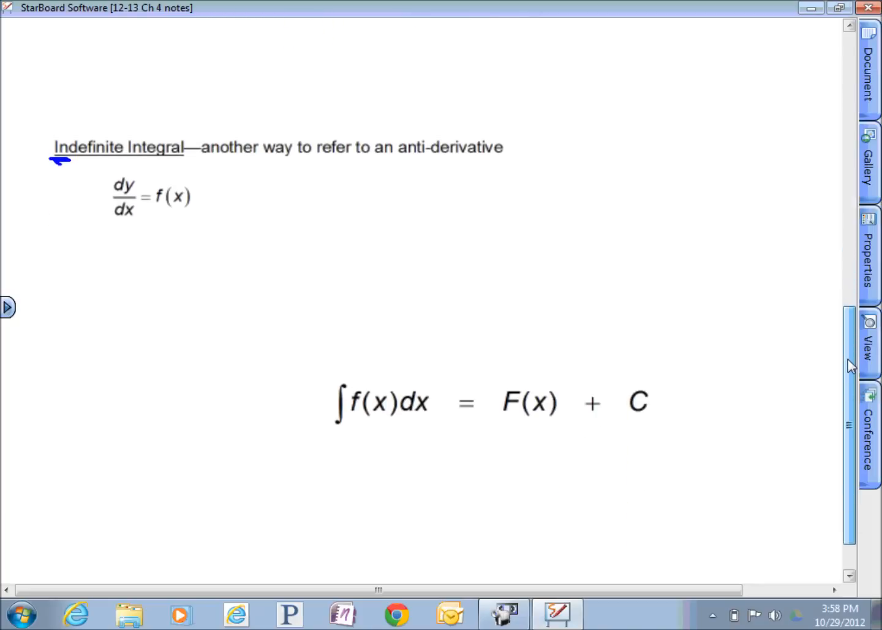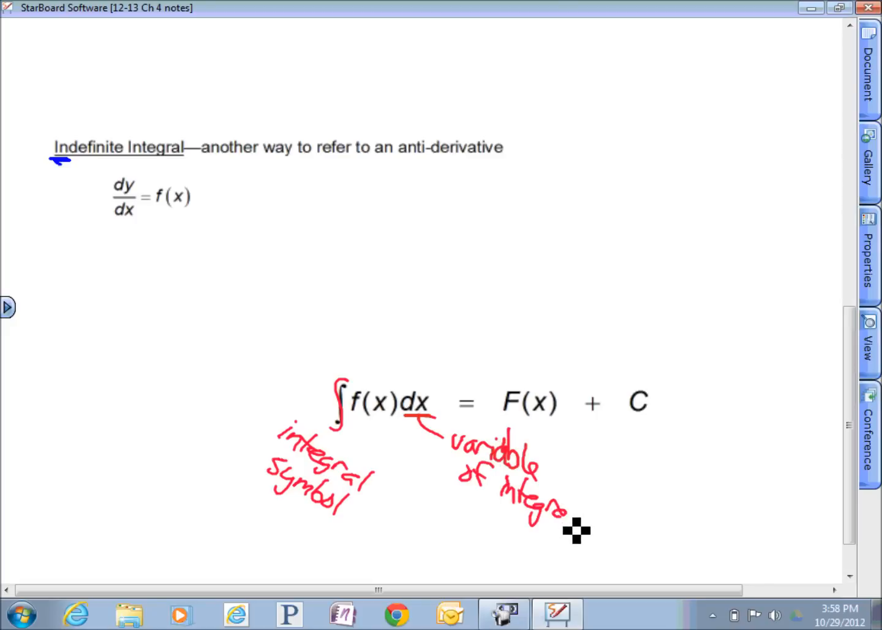Well, here's what it really is. This thing down here is called the integral symbol. This funny looking swirly S, or whatever you call it, is called the integral symbol. And the integral symbol can't exist without a variable that we're going to integrate with respect to. So we call this the variable of integration. And this thing in the middle, this f of x right here, let's make it a different color. This f of x that's in here, this is called your integrand.